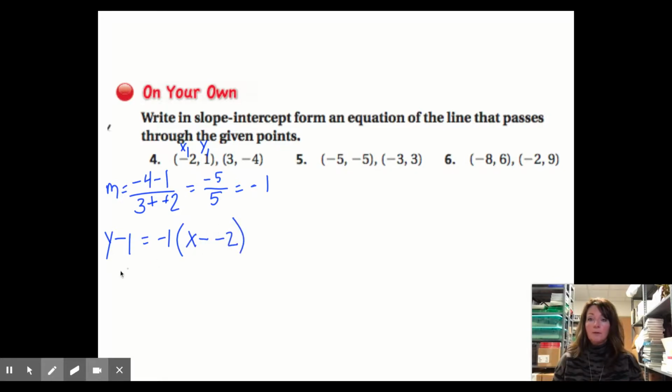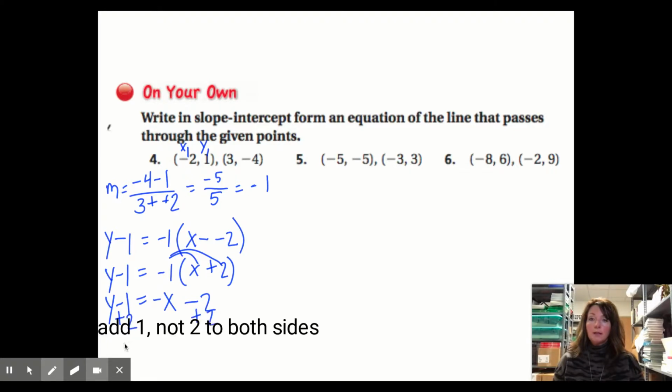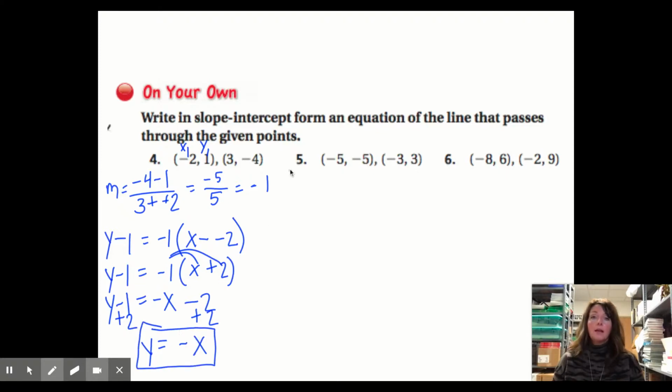Okay, so we want to simplify that. Y minus 1 is equal to -1 times x plus 2. Now we'll distribute. Y minus 1 is equal to -1x or -x and minus 2. Then we'll add 2 to both sides. So we'll get y is equal to -x plus 0, or we could just leave it as y is equal to -x. Okay? All right.